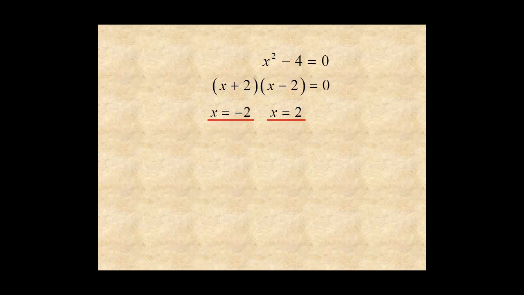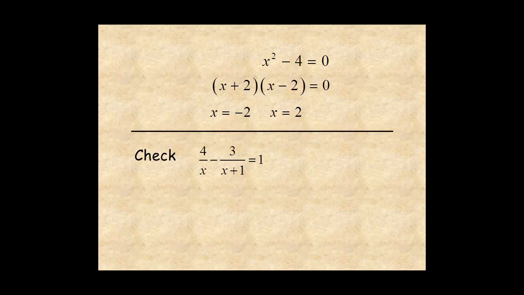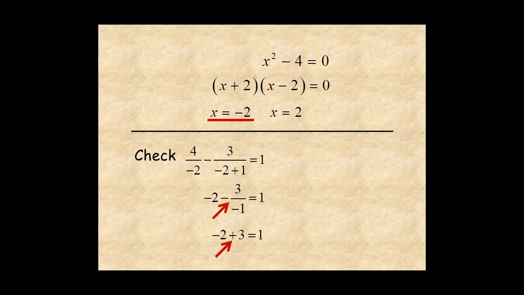Then check the solutions. Substitute x equal negative 2 in the equation. 4 divided by negative 2 is negative 2, and negative 2 plus 1 is negative 1. Then negative 3 divided by negative 1 is 3. And since 3 minus 2 is equal to 1, the solution checks.